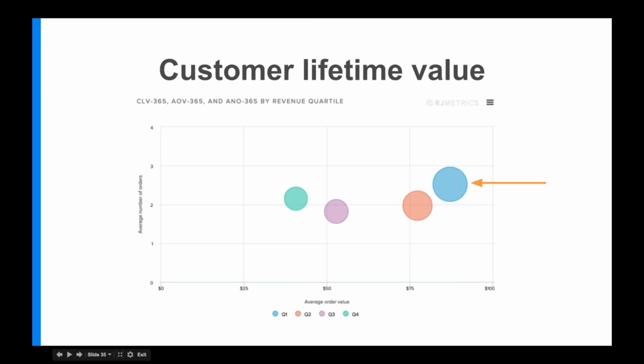Yeah, absolutely. I think I have a little bit of a love affair with customer lifetime value. It's something we deal with all the time at RJMetrics.